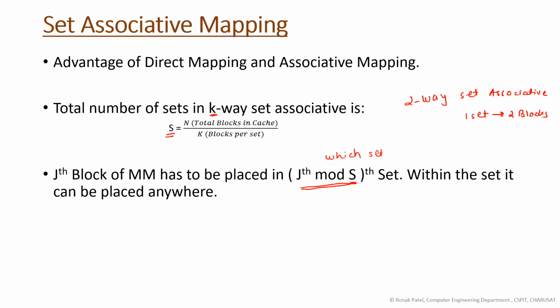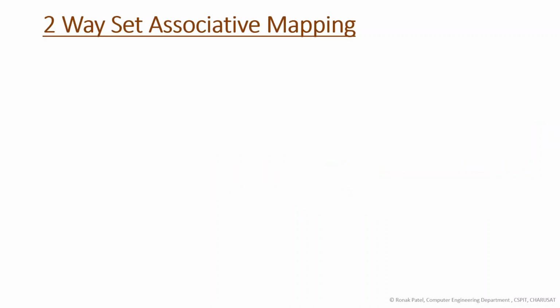So now what we are doing? Using the modulo operation, we tell which set you need to go to, but in that set you can be placed anywhere. So this is the combination of direct mapping and associative mapping, and it takes the advantage of both. Let's see the example of two-way set associative mapping.